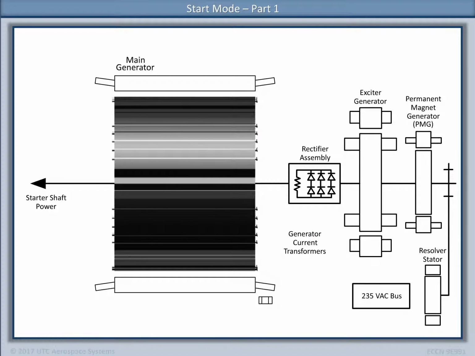The two primary operating modes of the VFSGs are start mode and generate mode. In start mode, the 235 volts AC bus applies current to the three-phase stator of the exciter generator. The 235 volts AC current induces AC into the exciter generator rotor. The induced AC current flows through the rectifier assembly, where it is converted to DC current.